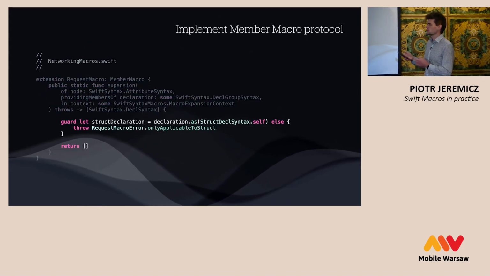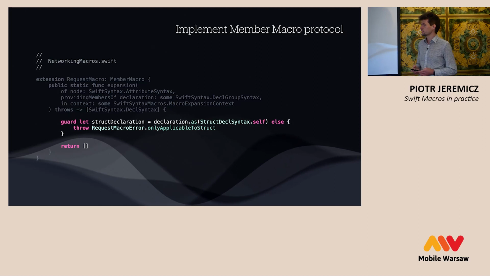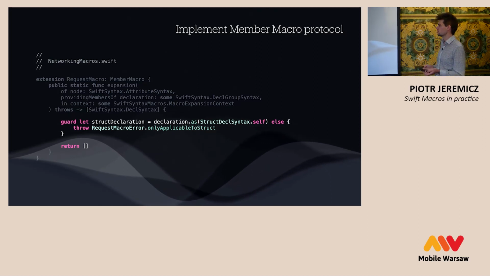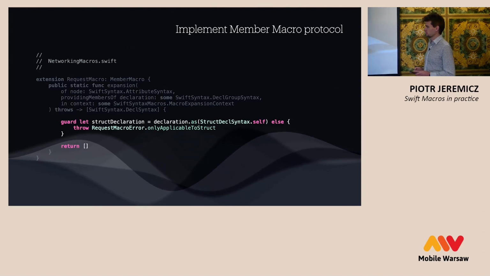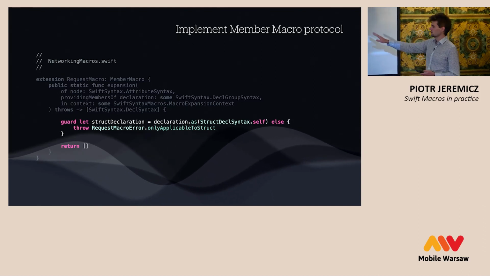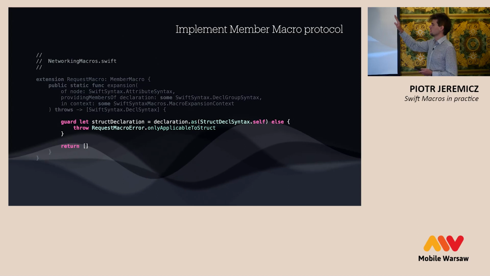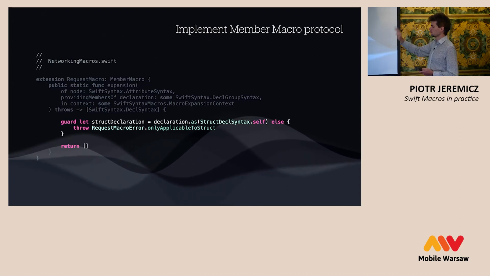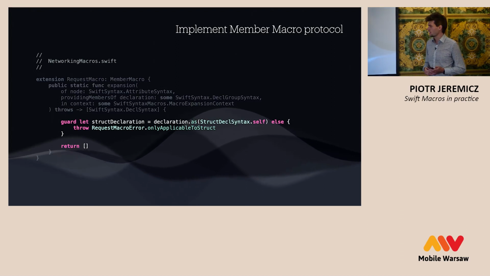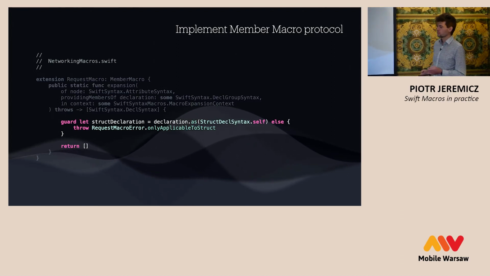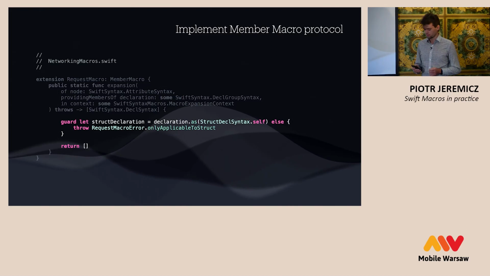We have this function, and we would like to use the first step that I've declared in the error enum. It's finding if we have the structure declaration at the beginning. So as you can see, there is an "as" method that asks the declaration if it's a structure declaration syntax type. If yes, we are going further. If no, we are throwing the error.